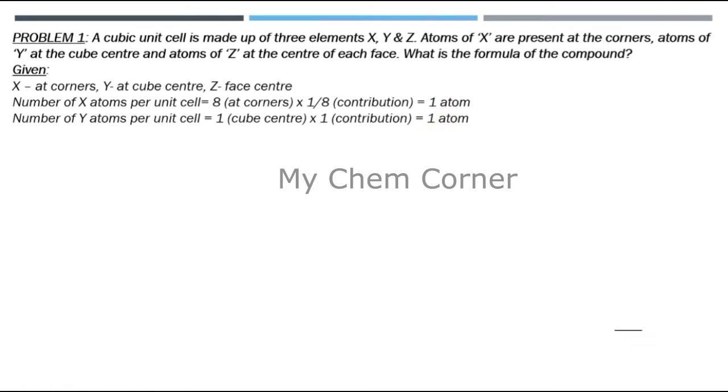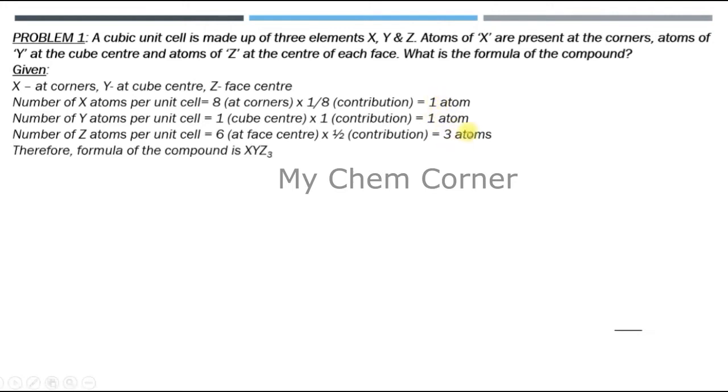Now the last one is Z, which is at the face center. If you have an atom present at the face center, then that kind of unit cell is called a face centered unit cell. So we're going to take our calculation for Z from there. We have 6 face centers into 1/2 contribution, which means each sphere is shared with the same face of the next cell. That's why it's written as 1/2. This is also there in the previous video that I taught. So kindly go through that, and only then move into the problems related to this. When we solve all of this, we have 1 atom, 1 atom, and 3 atoms.